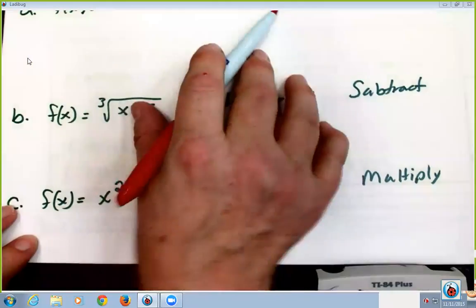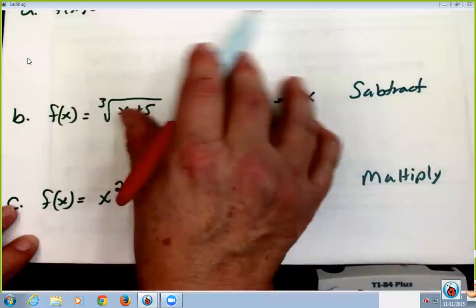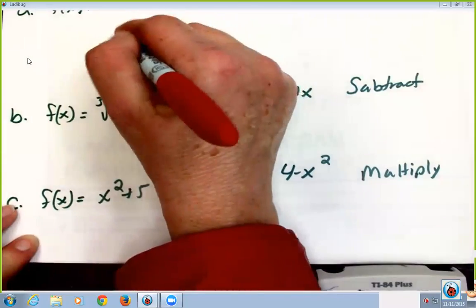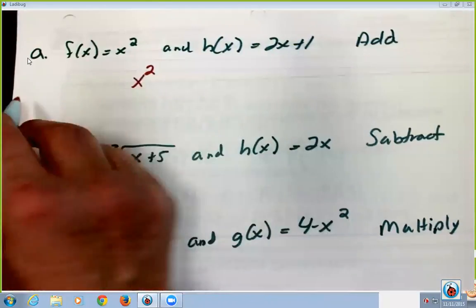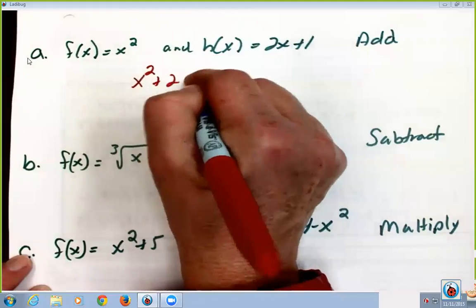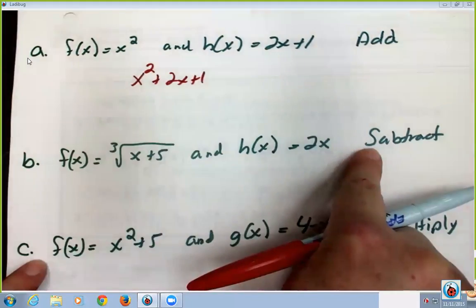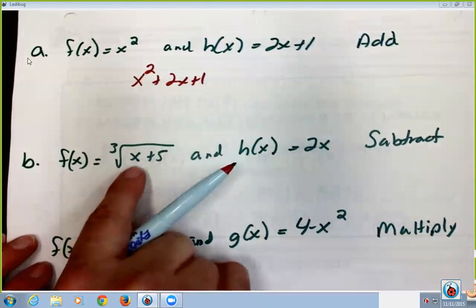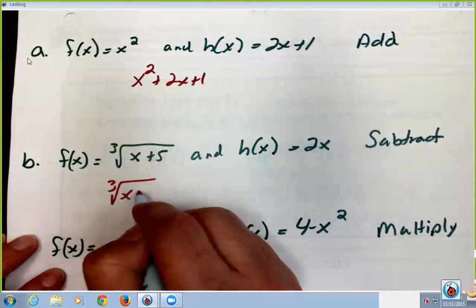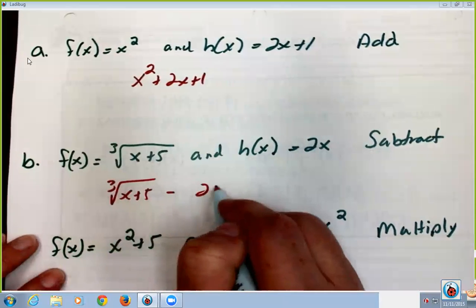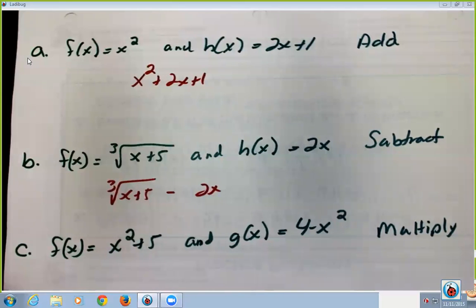These are just combining and putting these things together. If we're going to add the two together, this one would simply become x squared plus 2x plus 1, because I'm just putting them together. This one, I'm subtracting them, so it's going to be the cube root of x plus 5 minus 2x. So pretty straightforward and simple stuff.